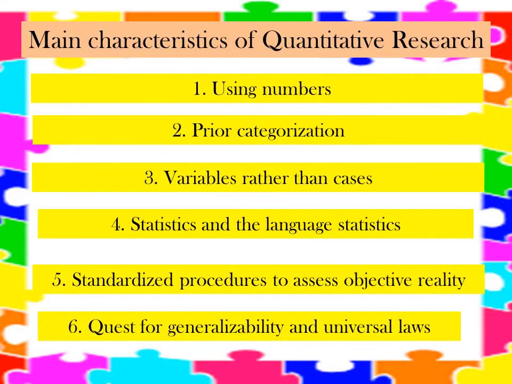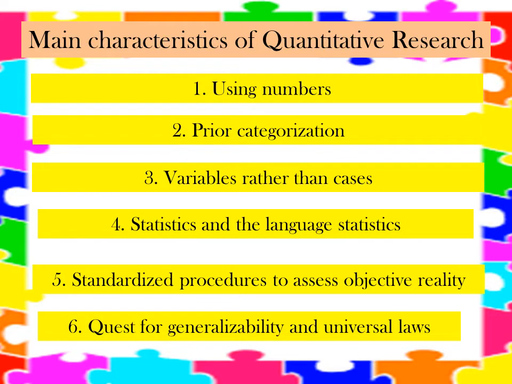These are now the main characteristics of quantitative research, or its recognizable feature. Number 1, using numbers. It is the most important feature of quantitative research. Naturally, all quantitative researchers are centered around numbers. In this research, it uses experiments or observations recorded as numbers and not in words.